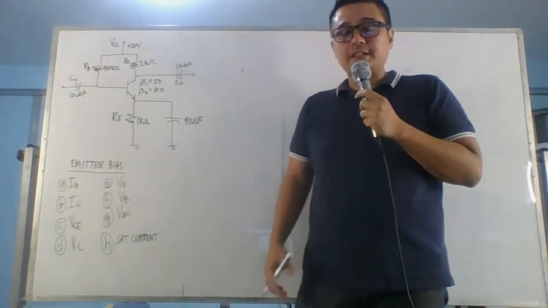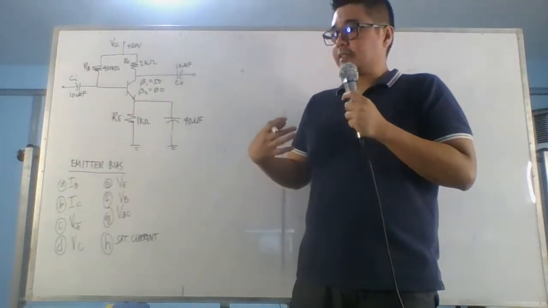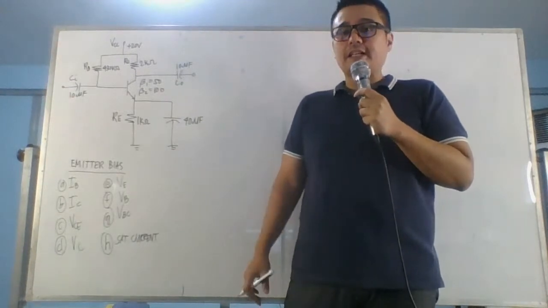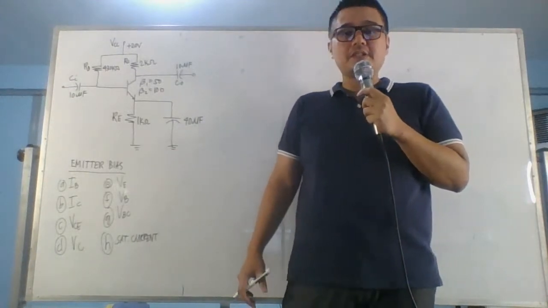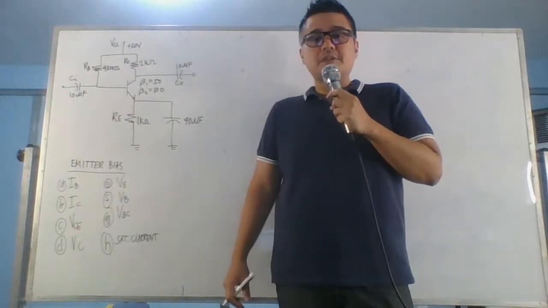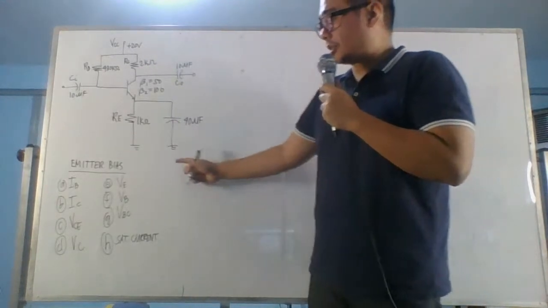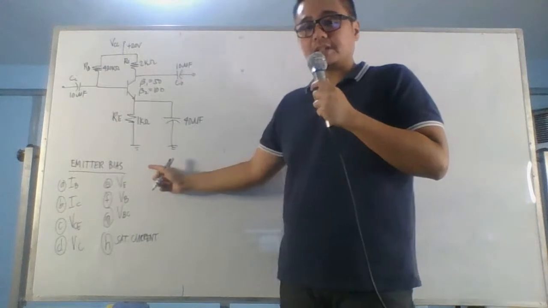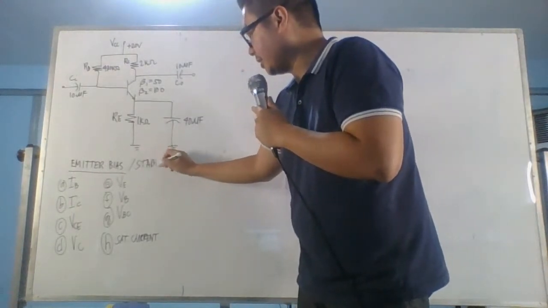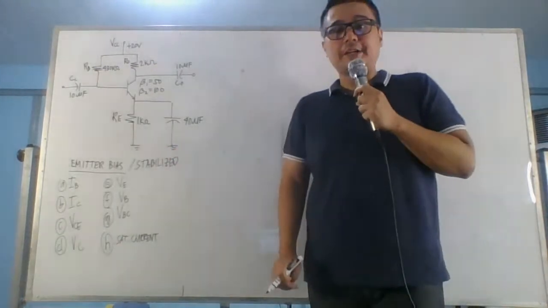Ang objective natin in designing BJT amplifiers is kahit magkaroon ng changes in temperature and therefore in beta, ay hindi ganun kalaki yung change natin in the output voltage. So kailangan maging constant yung ating output voltage. Okay, for this one, this is called the emitter bias or the emitter stabilized. So this is also known as the emitter stabilized configuration. Common emitter pa rin siya.